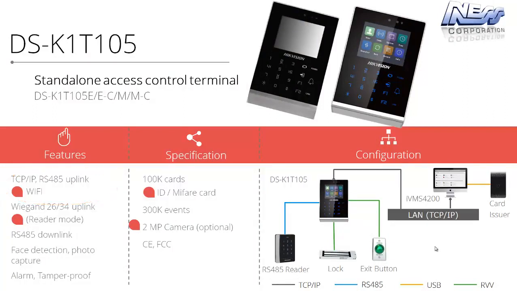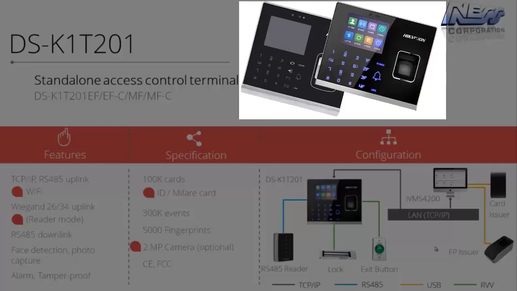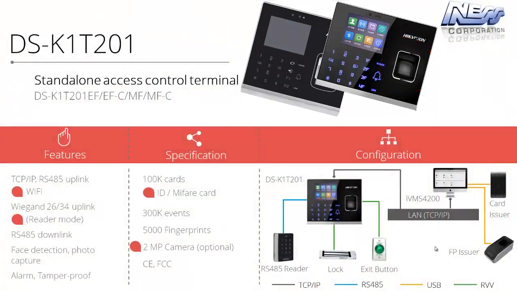They also include an onboard camera, not for recording to an NVR, but for taking a photo every time there is an access attempt at the terminal. They are available in 2 different models, one without a fingerprint, or the second option with a fingerprint built in. With that you can have card only, PIN, fingerprint, or any combination thereof.